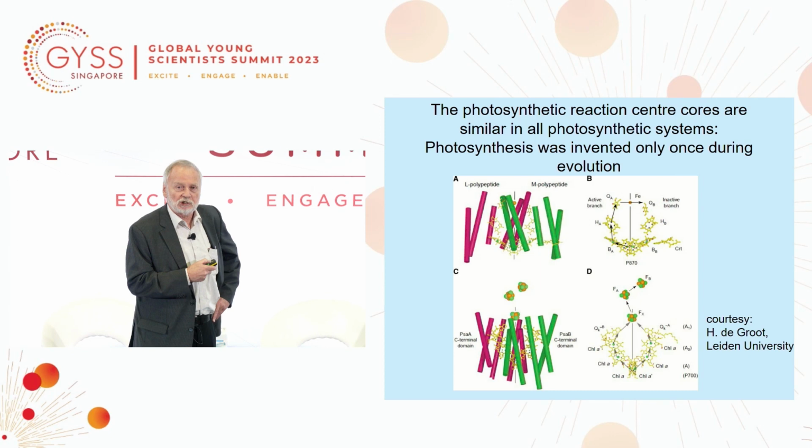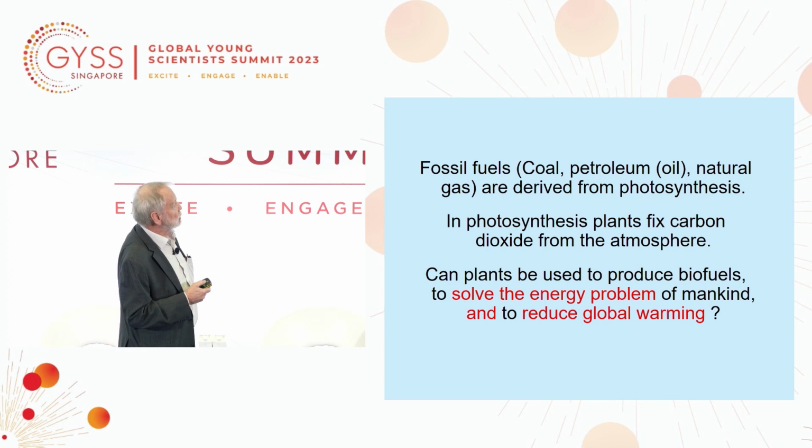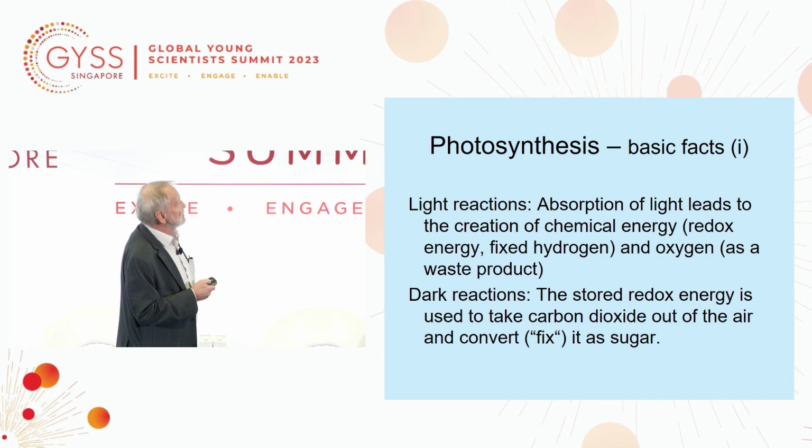Now with respect to applications, you always ask, can we use photosynthesis to solve the energy problem of mankind and to reduce global warming? Because in biomass production, you take carbon dioxide out of the atmosphere and should reduce global warming. So some basic facts: we have the light reactions, carried out by the light absorbing antenna pigments and the transfer of the energy to the reaction center. In photosystem 2, you get water splitting and oxygen release as a waste product. Then you have the dark reactions, where we use the stored redox energy and ATP to take carbon dioxide out of the air and convert it to a sugar.